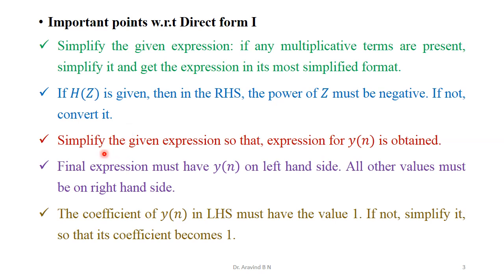Next point, simplify the given expression so that the expression for y of n is obtained. The final expression must have y of n on the left hand side. All other values must be on the right hand side. The coefficient of y of n in the LHS must have the value 1. If not, simplify it so that its coefficient becomes equal to 1. So these are the few points to remember with respect to direct form 1 structural realization.